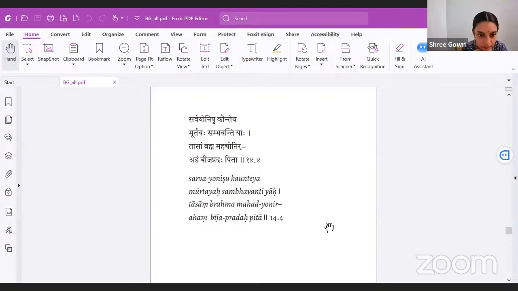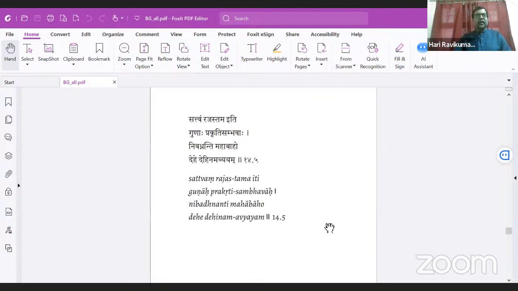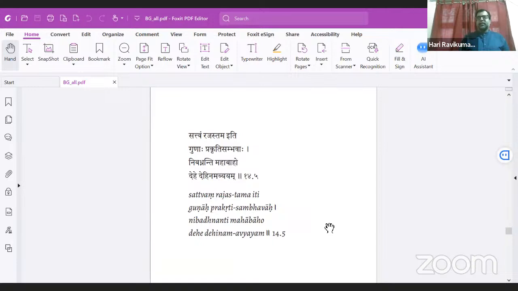So in these verses, he's just giving a little bit of the creation part. Then he starts off with Sattva, Rajas, and Tamas from the fifth shloka. Sattvam rajas tama iti gunah prakriti sambhavah nibadhnanti mahabaho dehe dehinam avyayam. So Sattva, Rajas, and Tamas are the three gunas. These gunas are born from Prakriti and they bind the imperishable Atman to the body.